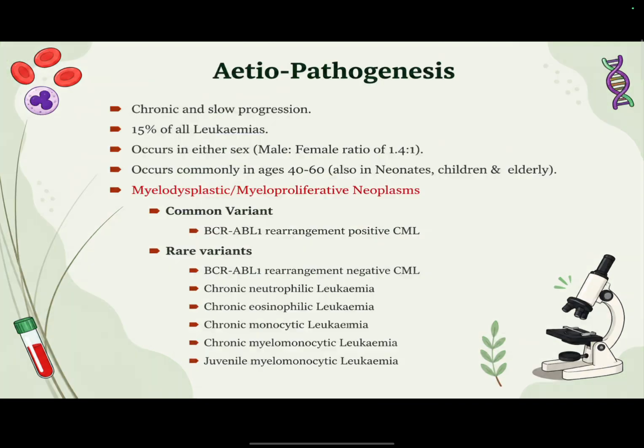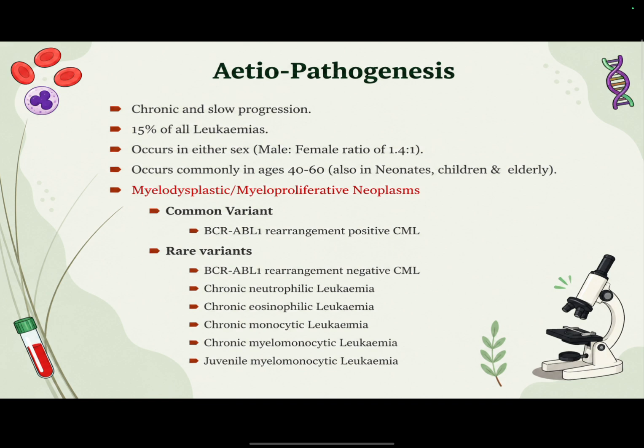So let us start with etiopathogenesis. CML is characterized by chronic and slow progression. Epidemiologically, it accounts for approximately 15% of all adult leukemias. It shows a slight male predominance with a male to female ratio of 1.4 to 1 and characteristically presents between the ages of 40 and 60, though it can manifest at any stage.